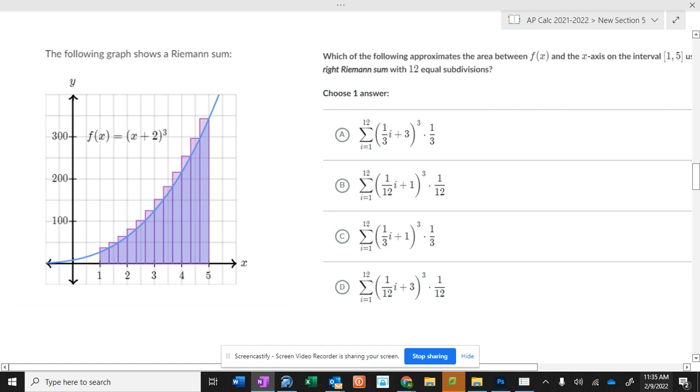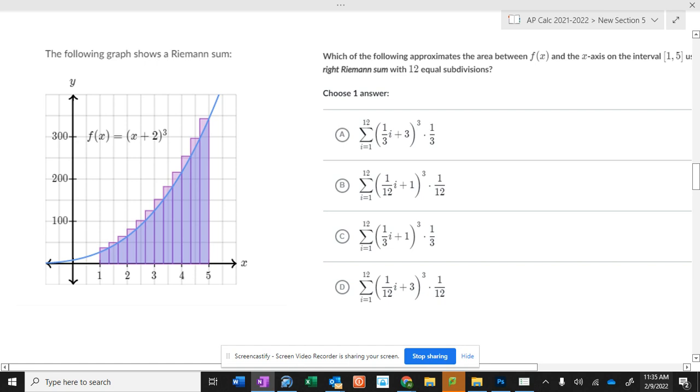All right. Liv, you are on top of it. It is a right Riemann sum. Breezy, why is it a right Riemann sum? You are so good. You don't pay attention and still know what's going on. All right.